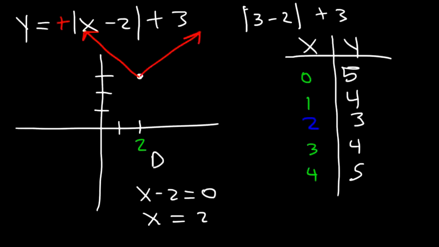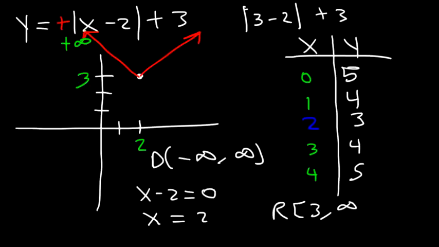The domain for that graph is all real numbers, but the range, the lowest y value is 3, the highest is infinity. So the range is going to be 3 to infinity.